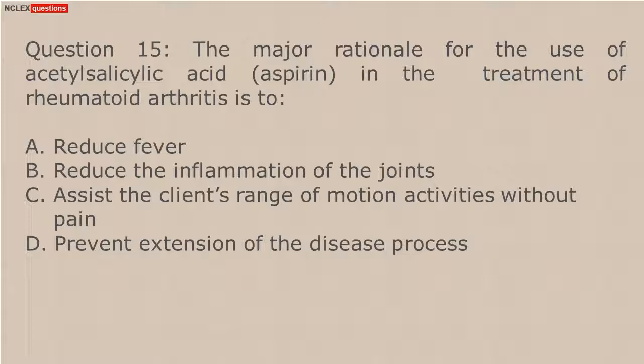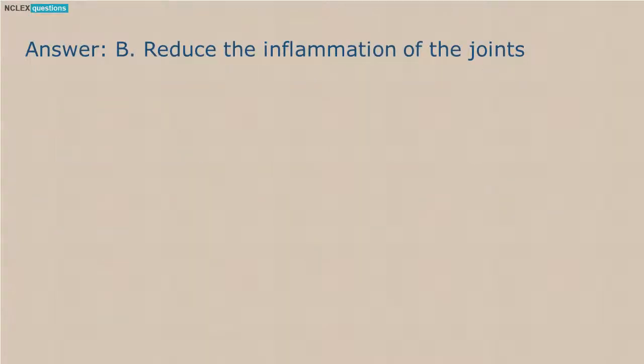Question 5. Which of these nursing actions will best promote independence for the client in skeletal traction? A. Instruct the client to call for an analgesic before pain becomes severe. B. Provide an overhead trapeze for client use. C. Encourage leg exercise within the limits of traction. D. Provide skin care to prevent skin breakdown. Answer, B. Provide an overhead trapeze for client use.